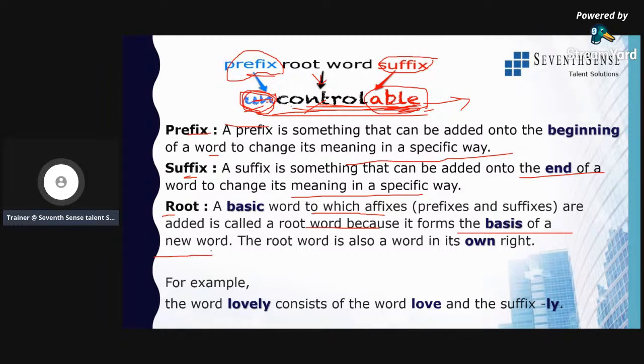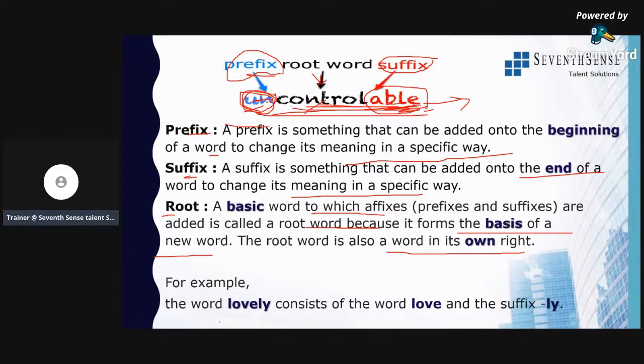See, control is already a basic root word, right? And the root word is a word in its own right, meaning it has its own meaning. We are not able to change its meaning. But by the use of suffixes and prefixes, we can change the meaning of the root word. A root word forms a basis, and by using prefixes and suffixes we change the meaning of the word based on the situation we require.